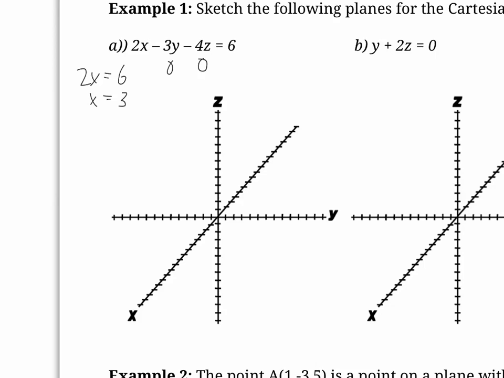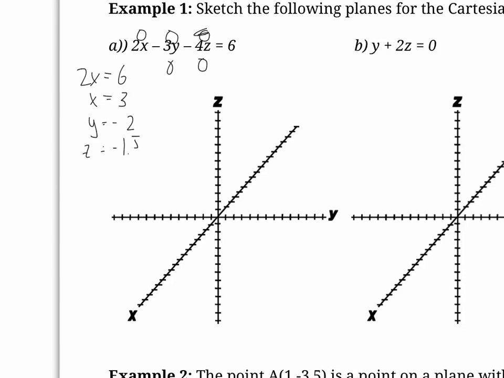If we do the same thing, if we want to find the y-intercept, that would be where x and z are equal to 0. Right? So we're going to do 6 divided by negative 3, so y will equal negative 2. And we could do the same thing for z, basically set x and y to 0 and solve for z. It's going to be 6 divided by negative 4, which is negative 1.5. Okay, so we have our 3 intercepts, and if we have our 3 intercepts, we can plot.